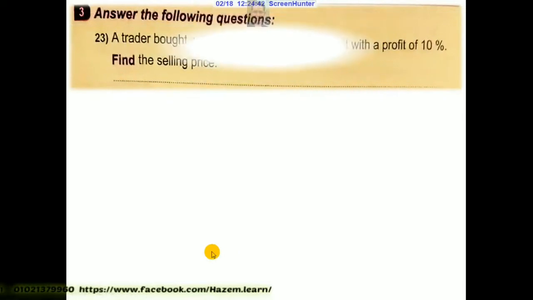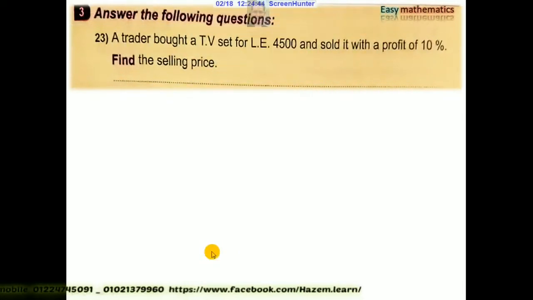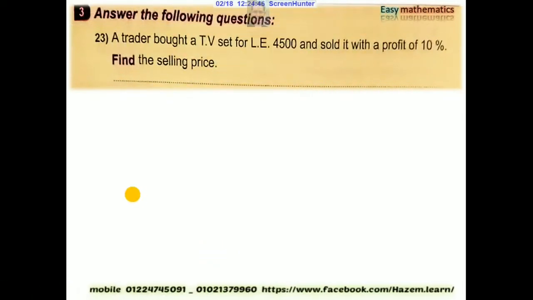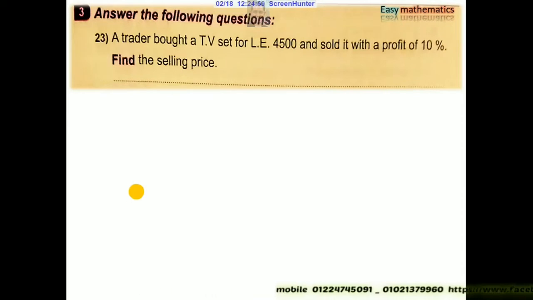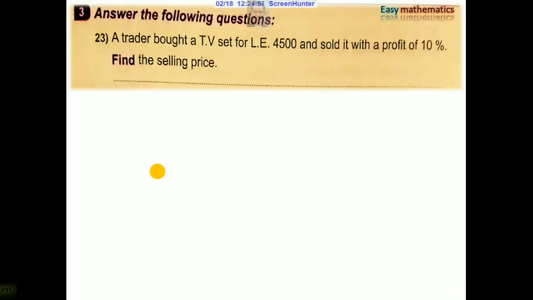Let's see exercise number 3 from the Easy Mathematics page. Answer the following question. 23. A trader bought a TV set for £4,500 and sold it with a profit of 10%. Find the selling price. We have learned it before with Mr. Hazem.